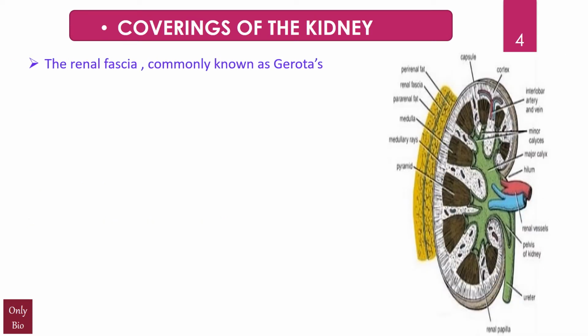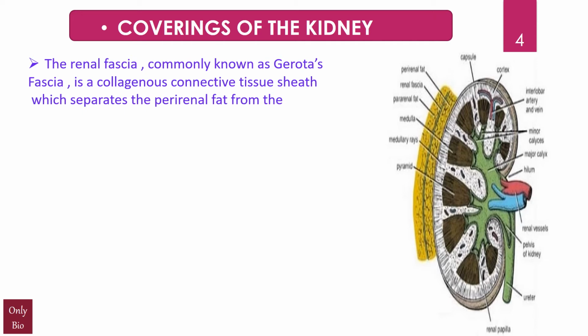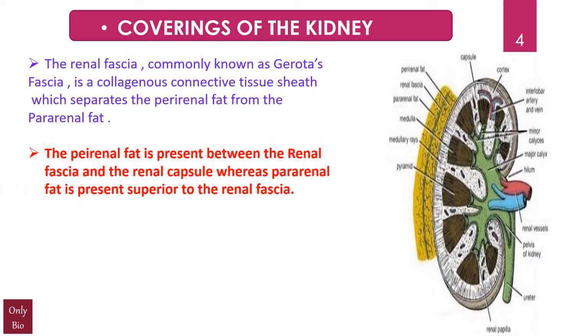The renal fascia, which is also known as Gerota's fascia, is a collagenous connective tissue sheath which separates the perirenal fat from the pararenal fat. Friends, this is a very important point and it's nowhere there in the books. Gerota's fascia, that's the other name of renal fascia. And it is separating the perirenal fat from the pararenal fat. Perirenal fat is nothing but the adipose capsule, okay? The perirenal fat is present between the renal fascia and the renal capsule, whereas the pararenal fat is present superior to the renal fascia.